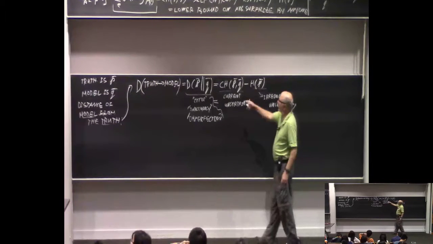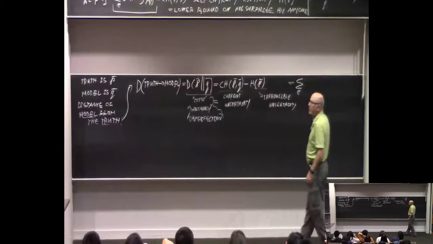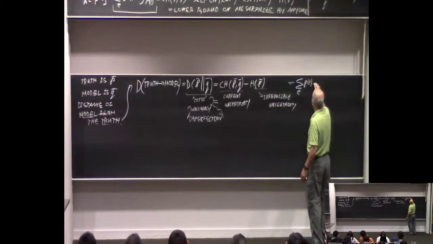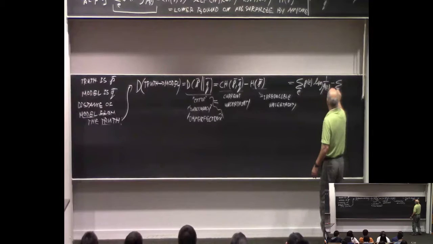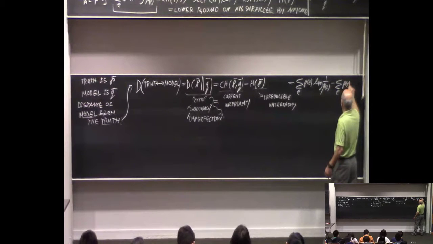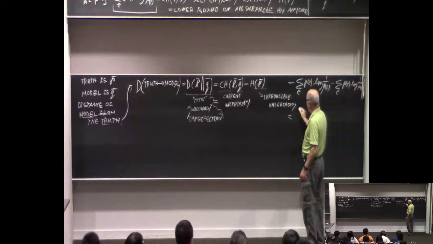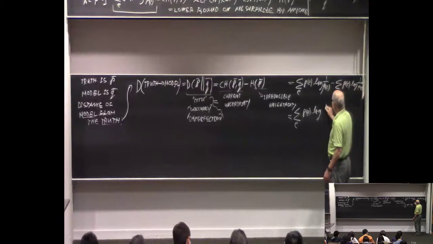Now I can open up these by their definitions. This is a summation over all event types of the probability of E, times log of 1 over Q of E, minus another summation, probability of E times log of 1 over P of E. I'll write it again here in a slightly simplified form. Sum over E, P of E, times log of P of E over Q of E.